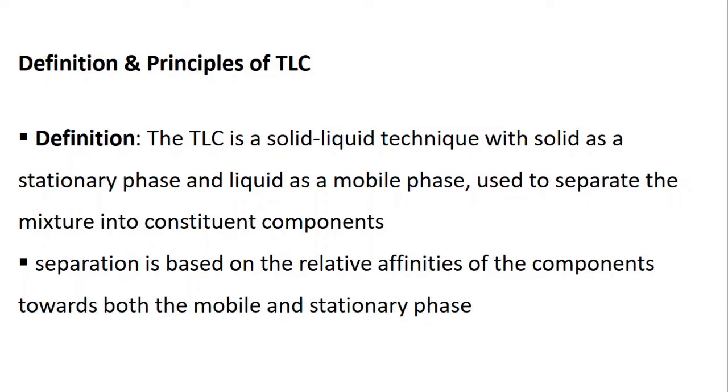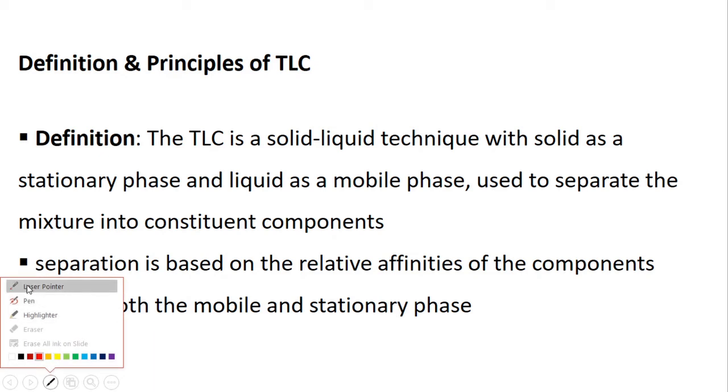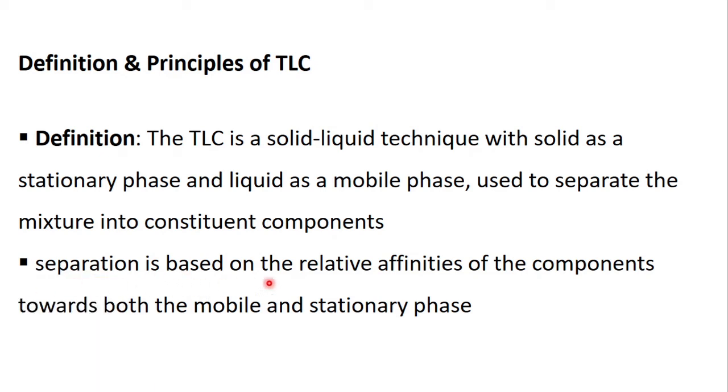So when you have a mixture, similar to paper chromatography, you spot the mixture on the TLC plate, then you run it in a mobile phase. After a certain time, you stop the run and look for the Rf factor and the separation. That's what you are going to do here. Separation is based on the relative affinity of the components towards both the mobile and stationary phase. This principle we have also discussed in the paper chromatography technique.